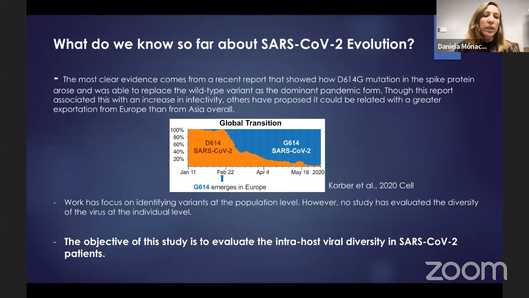But overall, work has focused on identifying variants at the population level, and no study has really evaluated the diversity of the virus at the individual level. So in our study, we're trying to evaluate what the intra-host viral diversity of SARS-CoV-2 is. And we think this is important because this might have implications for disease severity.